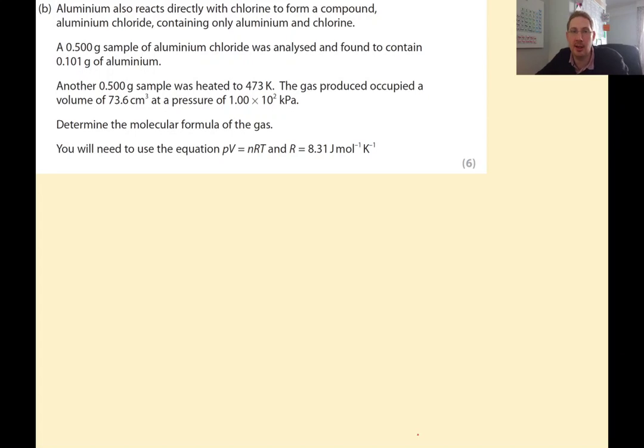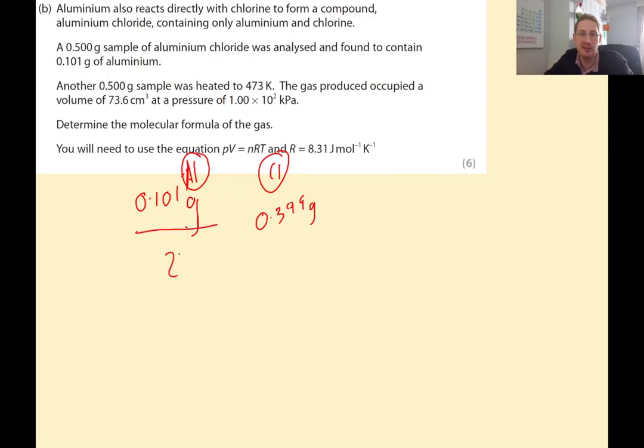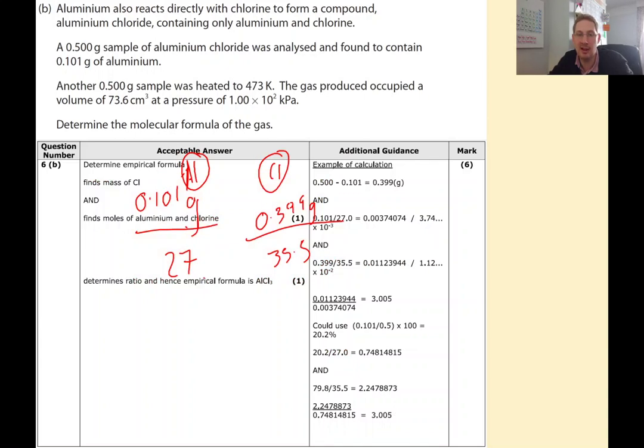This is a question here that I know a lot of students did struggle with. Aluminium reacting directly with chlorine to form a compound, aluminium chloride, containing only aluminium and chlorine. Right, first thing to do here, guys, and the first 2 marks are from working out the empirical formula. So if we've got 0.101 grams of aluminium, that means the amount of chlorine must be 0.399 grams. If we divide those by the relative atomic masses, 27 and 35.5, we can see that there is a ratio of 1 to 3.